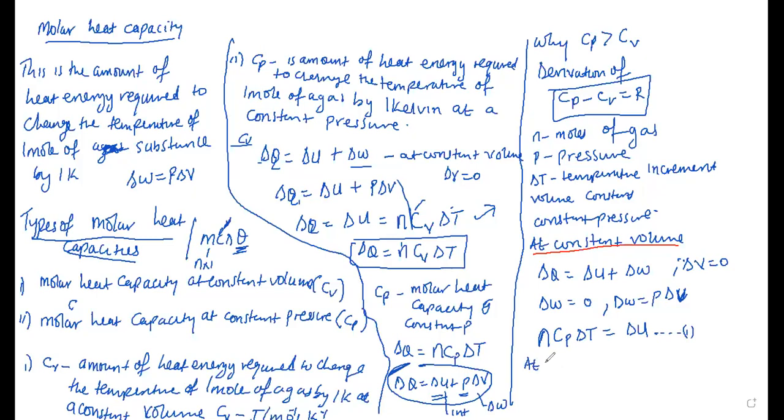Then at constant pressure, what are we going to have? When we have constant pressure, we do work internally and also externally, so of the system. That means we shall have delta Q equal to delta U plus delta W, which is the same as delta U plus P delta V.